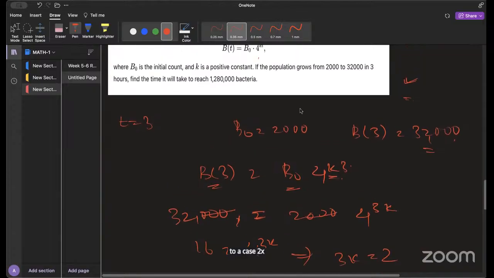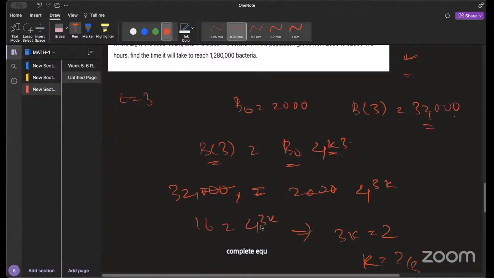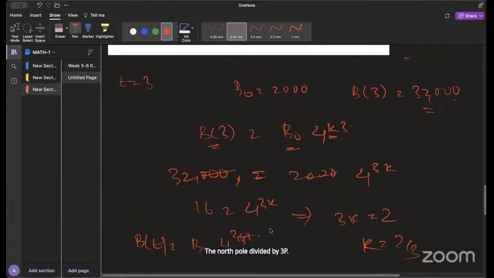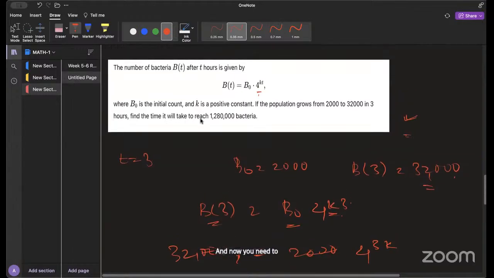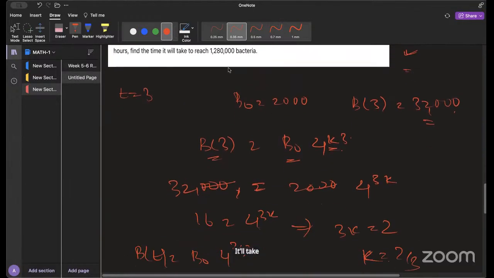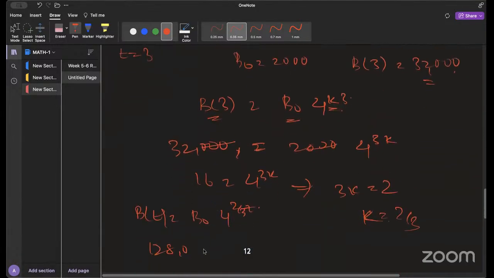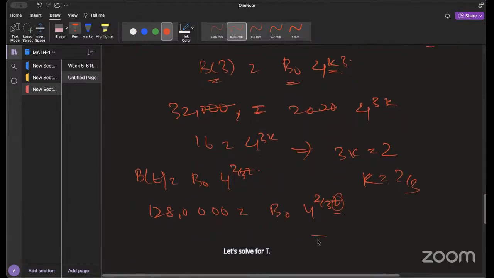And then we have the complete equation here. So your equation actually is B naught e^(2/3 T). Now you need to find the time T it will take to reach this many bacteria. So it's 128, and then this. B naught you already know, e^(2/3 T). Just solve for T. Is this clear to everyone? If other questions too, I need a quick response.